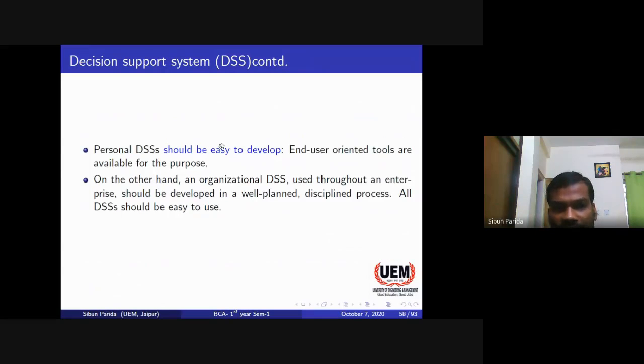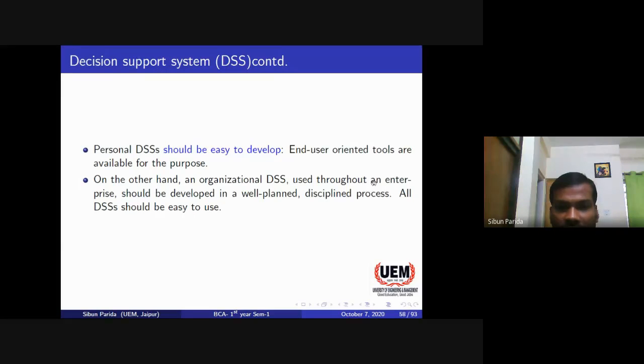Now, the decision support system should be easy to develop, because if it is very difficult to design, then the implementation will be more complex. It should be easy to develop so that everyone can understand and then further implement it. So end user oriented tools are available for the purpose. On the other hand, an organizational decision support system used throughout an enterprise should be developed in a well-planned, disciplined process. All decision support systems should be easy to use.